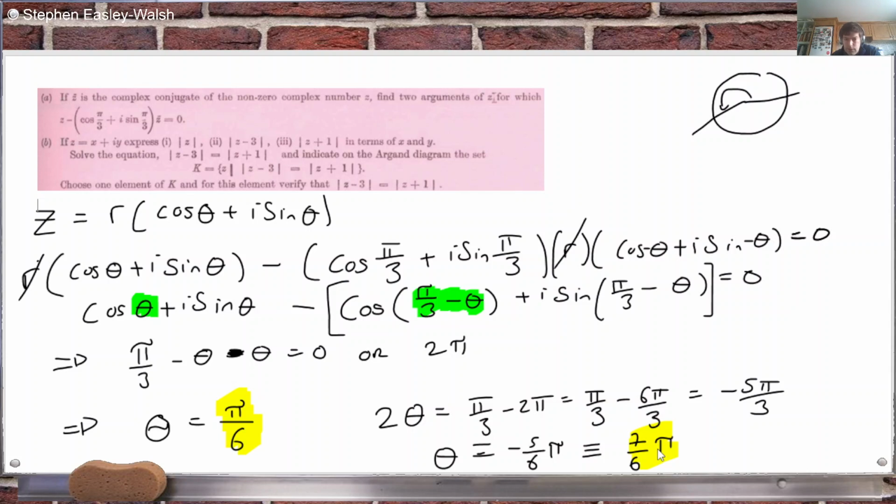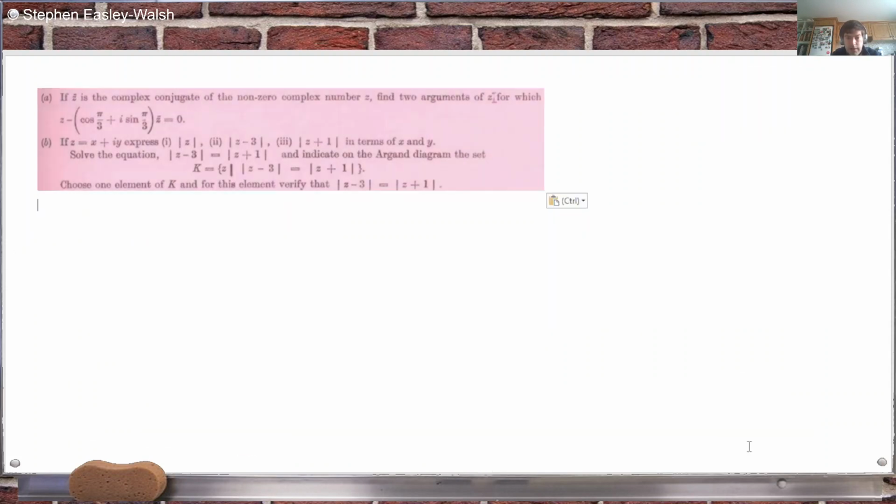And then let's repeat with the sine. Sine 7 over 6 pi minus sine pi over 3 minus 7 over 6 pi. Hopefully I should get 0 again. I do, good, good. So find two arguments for which that equation is true. I've just done that. Right, next now.